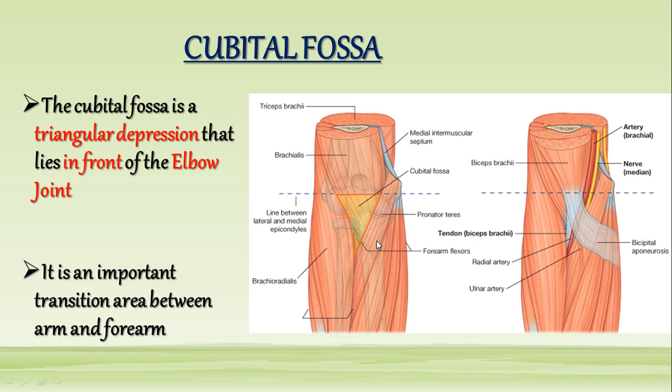Cubital fossa is a triangular depression that lies in front of the elbow joint. When the elbow joint is extended, a triangular depressed area can be observed. This triangular area is called the cubital fossa. The cubital fossa is an important transition area through which the nerves and the vessels enter into the forearm from the arm.